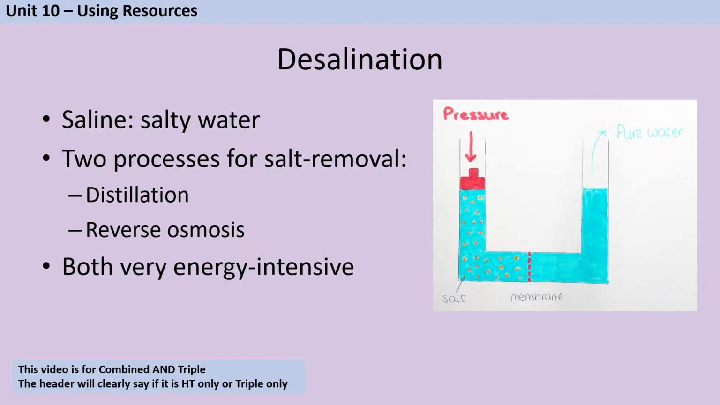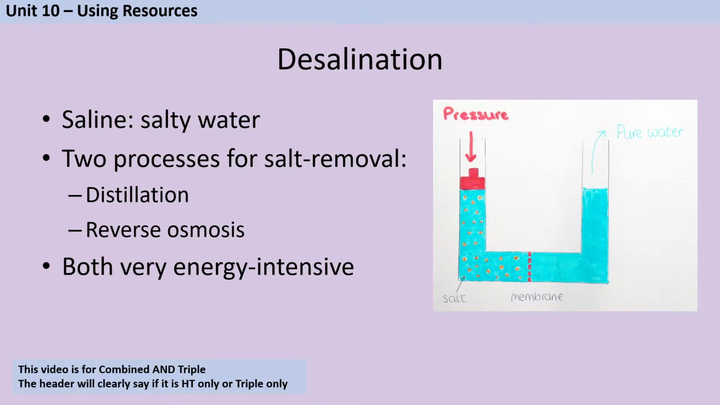Now, if we're then thinking about seawater, we sometimes call this saline. As we know, seawater has loads of salt in it, and your kidneys cannot cope with removing that much salt, so you can't drink seawater. Because we sometimes call salt water saline, the process of removing that salt is called desalination. And there are two different ways that we can do it. The first one is distillation, and the second one is reverse osmosis.